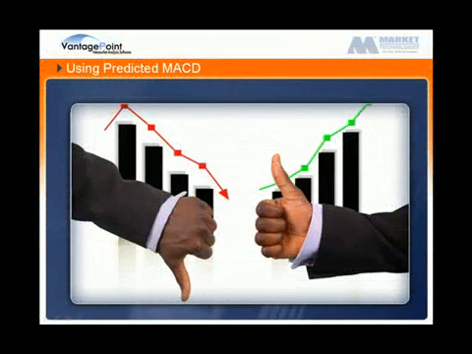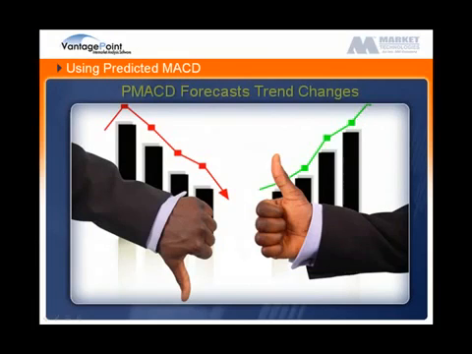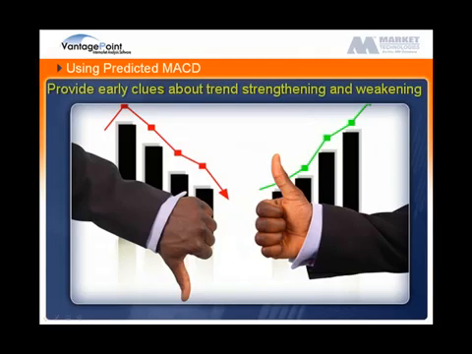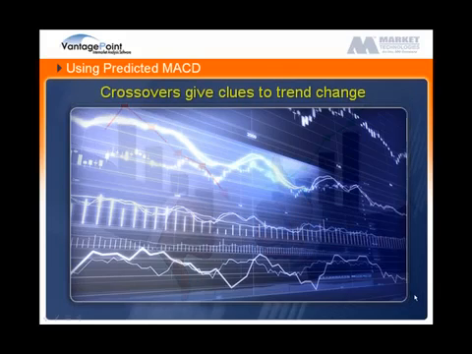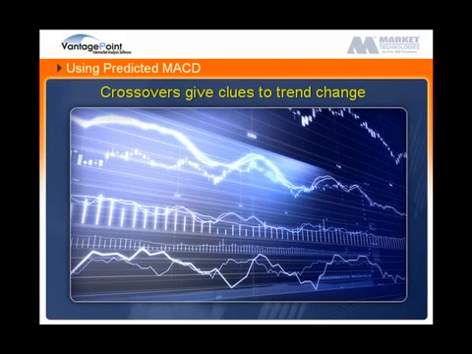Now let's review some of the key features of the predicted MACD indicator. First and most important, it forecasts trend changes and corroborates what you see with other indicators by using moving averages in a different way. Monitoring the action of these two lines, that is the predicted MACD line and the trigger line, relative to each other, and the angle of those lines provide early clues about trend strengthening or weakening. One of the key points is the crossover, where you get a clue that the market trend may be changing, confirmed by crossing of the zero line, either above or below the zero line.